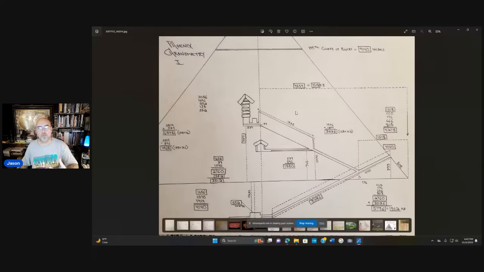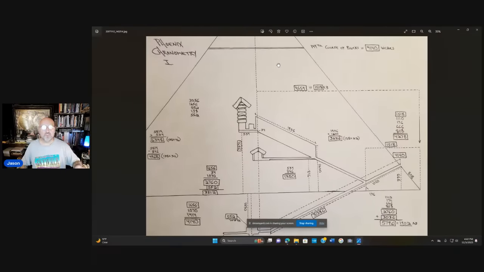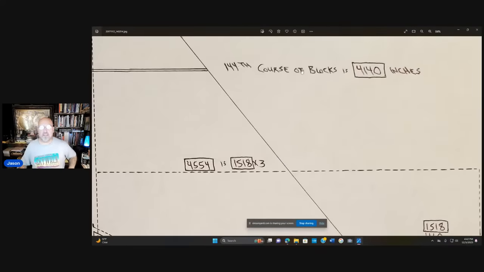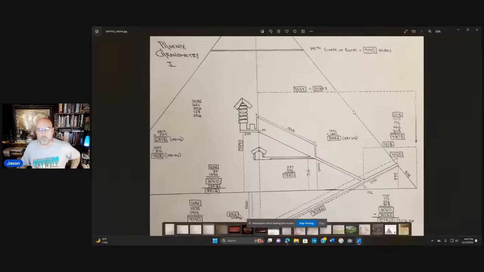The 144th course, which the builders would have known that a civilization in the future would have been advanced enough to know that 144, 12 times 12, is a Fibonacci number. So, it's very interesting that the 144th course of blocks to the Great Pyramid is 4,140 inches in height from the foundation of the pyramid. Again, it is 40, the number of trial and testing, times 138, the Phoenix number.